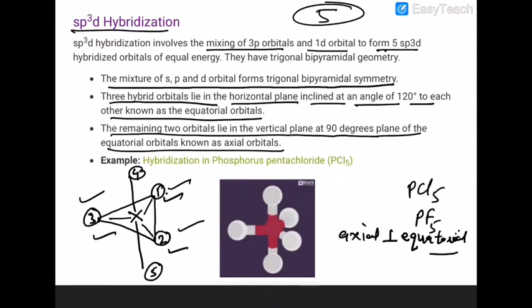So hybridization in this case will be what? You can easily see here, these are the 3 triangles, 3 atoms on the triangle. So these are 3 equatorial bonds. One is above and the other is below. So this becomes what? It becomes bipyramidal geometry.